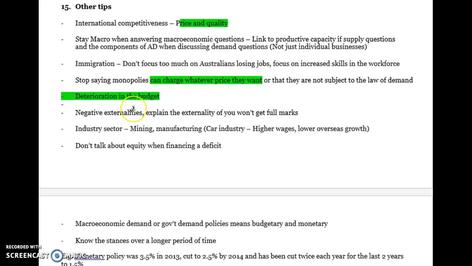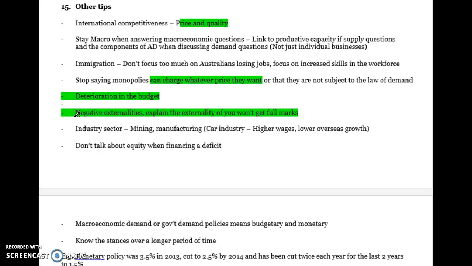Negative externalities, you won't get full marks unless you explain what the negative externality is. If you're talking about something like an excise tax, make it clear that the negative externality with smoking is passive smoking, the health effects, it can cause lung cancer for others, it can cause emphysema, it can cause more government funds to be devoted towards externalities. It's also really good if you can think of other ways besides just excise taxes that the government can intervene. So you can talk about laws against smoking in public places, which is really good as well.